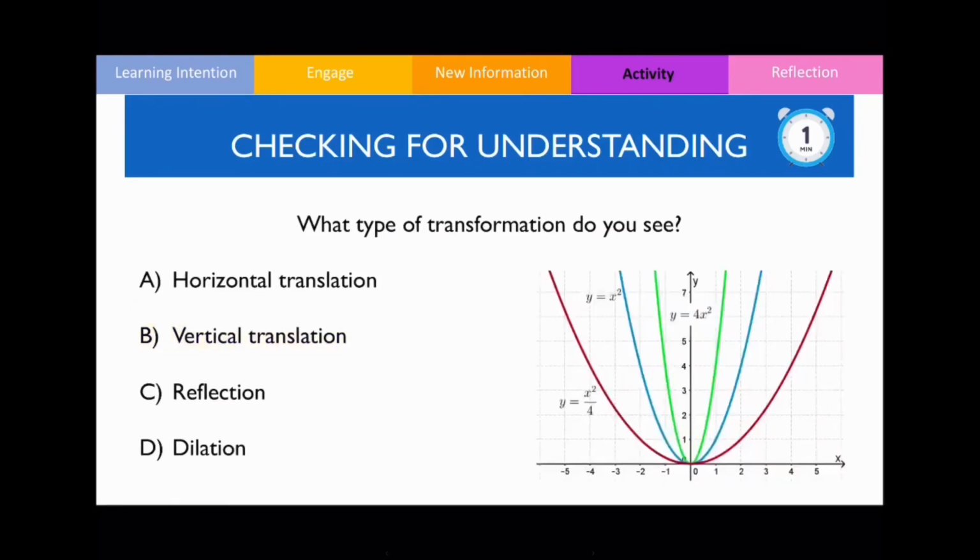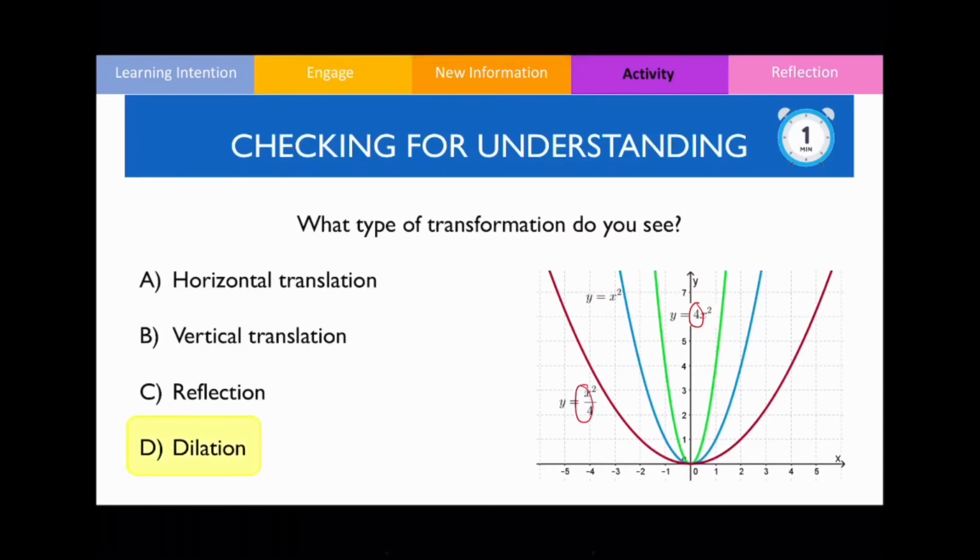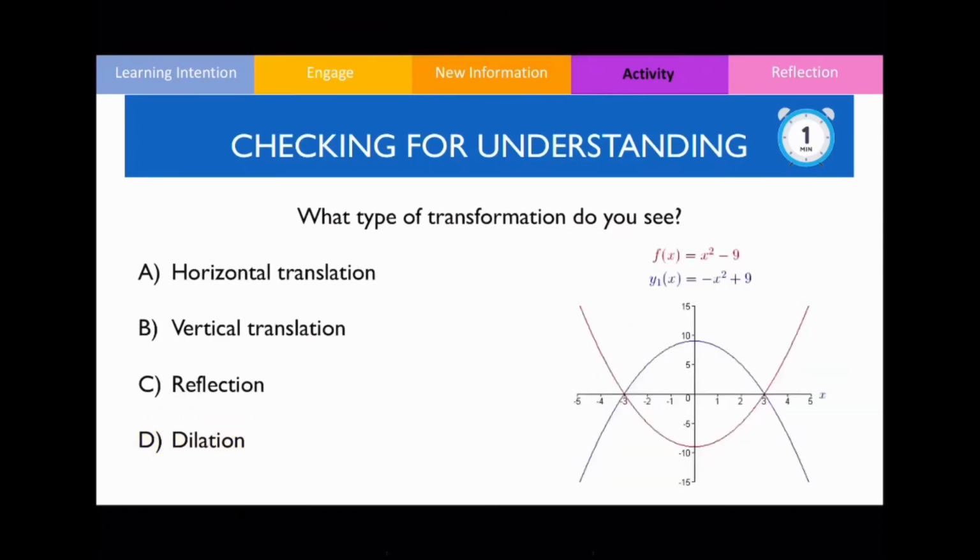For my next question over here, I am changing the value of A. Notice that when I change the value of A, I'm dilating, so I'm changing the size of it. And in this example, I am changing the symbol in front of A, from positive to negative. In this case, this is an example of a reflection.